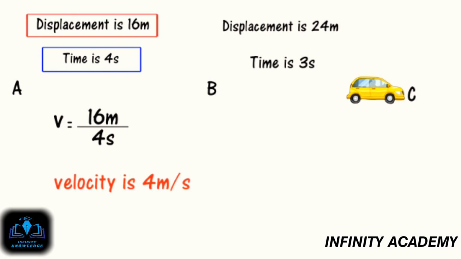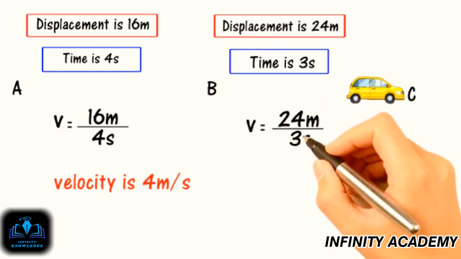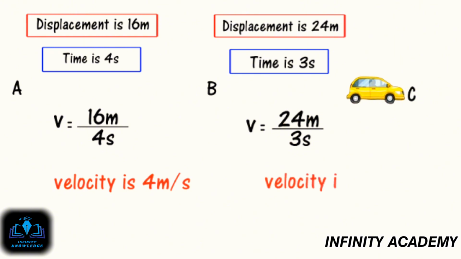Now let's find out the velocity of the car from point B to point C. Here we know that the displacement of the car from point B to point C is 24 meters, and the time taken by the car to move from point B to point C is 3 seconds. So velocity is equal to 24 meters divided by 3 seconds, and it is equal to 8 meters per second. So the velocity of the car from point B to C is 8 meters per second.